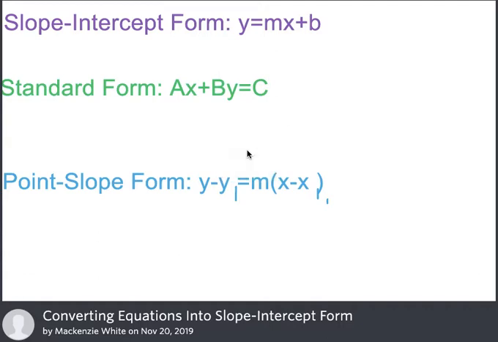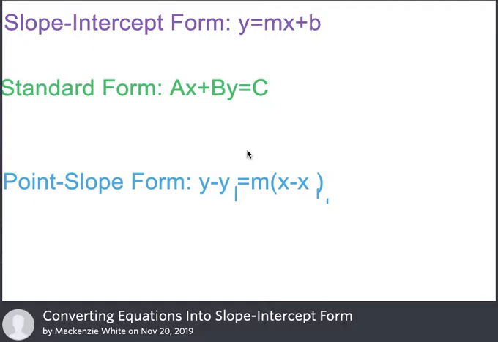In this introduction video, I'm going to review how to write each equation of a line into slope-intercept form, which will be very helpful when you go to solve a system of equations by graphing. So the first one we're going to review is slope-intercept form.